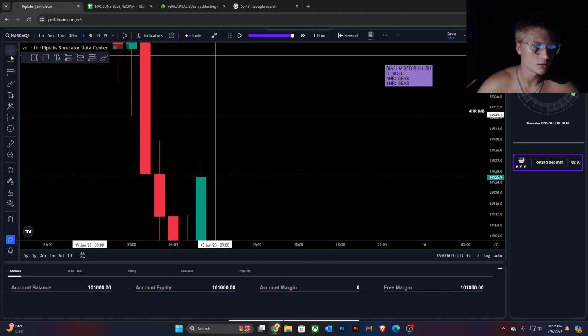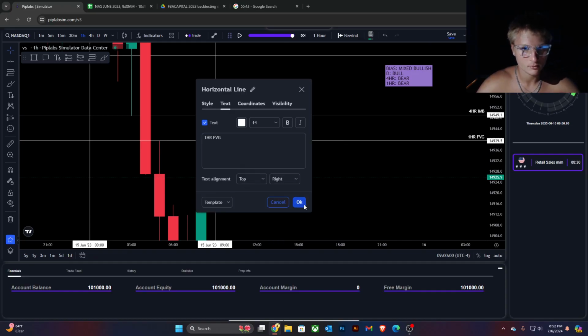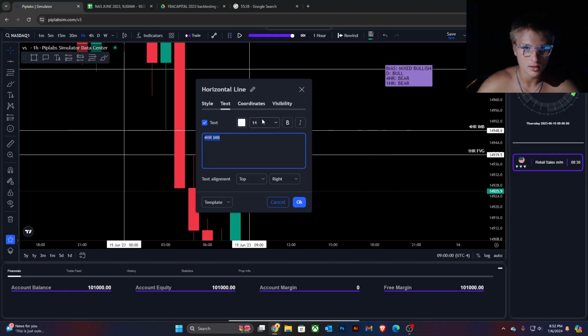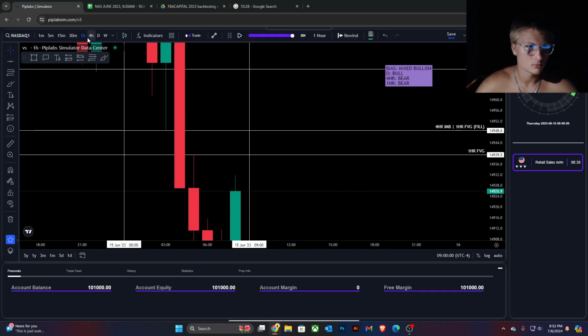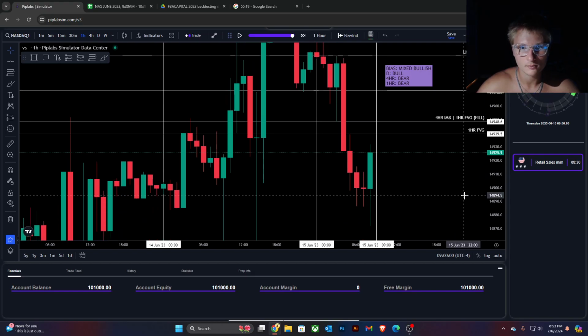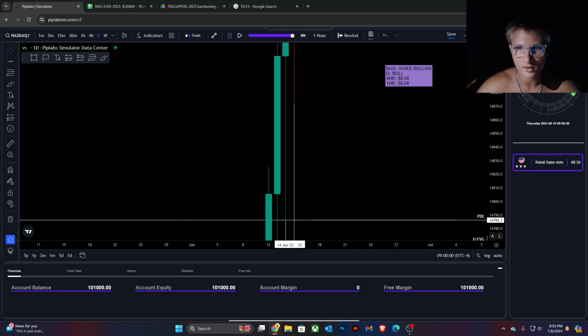But right here on the 1 hour, we have this 1 hour fair value gap here. And this 4 hour imbalance, I'm gonna just adjust this and also call it 1 hour fair value gap fill. So yeah, that's pretty much the same area, but we are still bullish based on the daily time frame being very bullish.